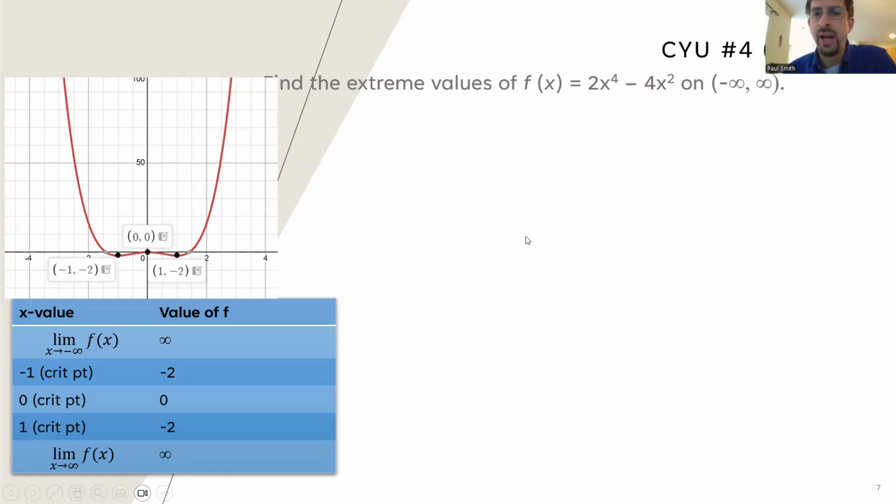So find the extreme values of f of x equals 2x to the fourth minus 4x squared on the infinite interval negative infinity to infinity. All right, so when I do the limit as x goes to negative infinity, that's kind of like the far left limit. If we remember our pre-calculus algebra, we know that this function goes to positive infinity on the left. And indeed, if we do the limit as x goes to infinity on the right, we also get positive infinity. That's going to tell us something.